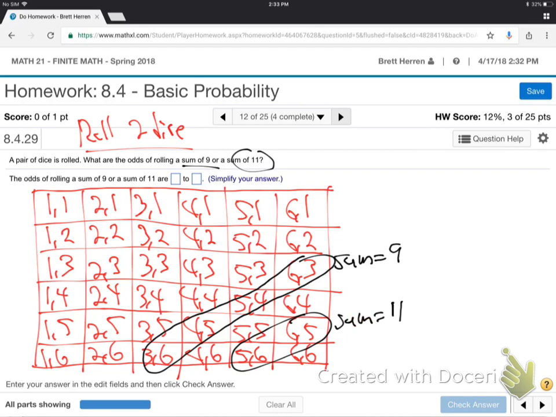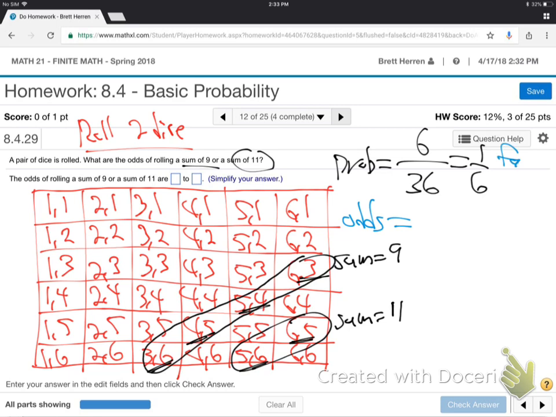Sum of 11. So the probability then, 36 is the bottom, total. How many? 6. There's 6 different boxes: 1, 2, 3, 4, 5, 6. 6 different results out of 36, which reduces to 1/6, doesn't it? For probability. But they're asking me odds. So I always start with probability, then odds. So if the probability is for over total, 1 to 6, what are the odds going to be for and against? 1 to 5, done.